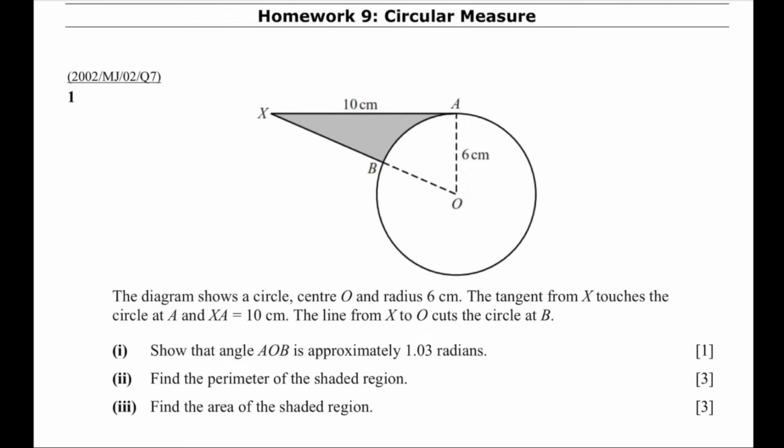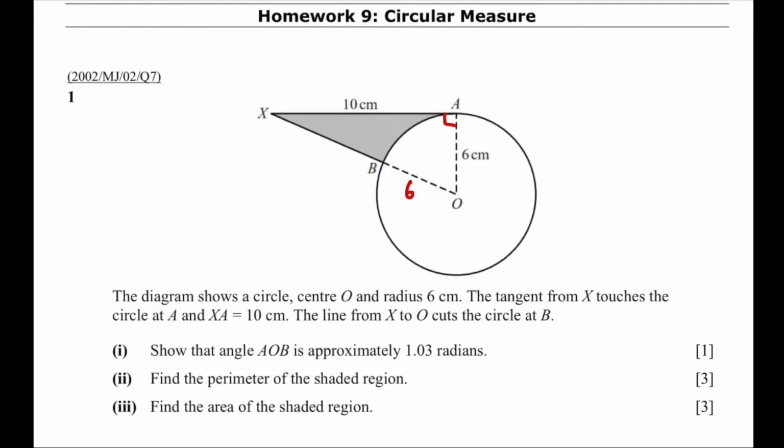Understand the question first. There is a circle here with the radius of 6 cm. So this will be 6 cm as well, because this is part of the radius. Tangent from X touches the circle at A, so XA is a tangent. Tangent meets radius, so we have a 90 degree angle here. So we have a right angle triangle here.